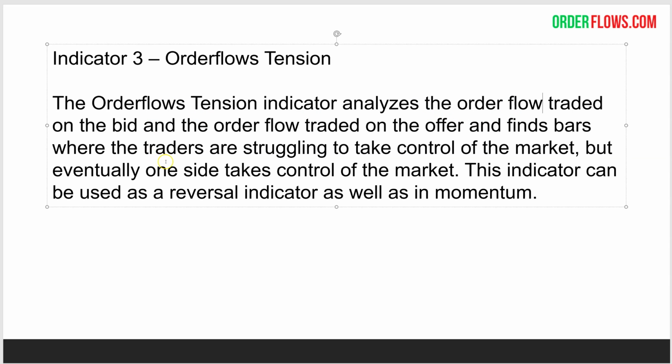This is an order flow based indicator, so it's based on the trades that go through. Let me reread that just so there's no confusion. It analyzes the order flow traded on the bid and the order flow traded on the offer, not the orders that were sitting on the bid or the orders traded on the offer. I like to look at what actually trades in the market.